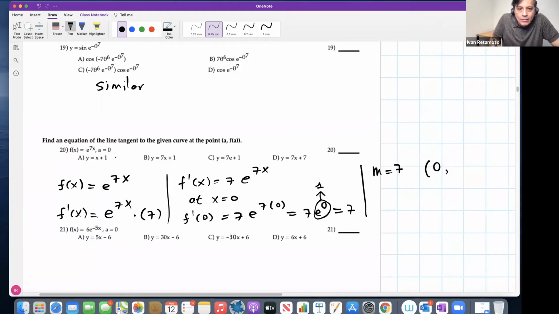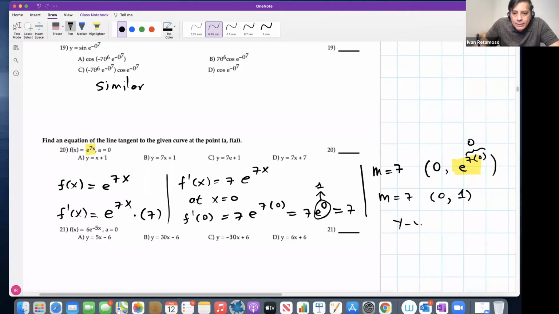They don't give me the y coordinate, but that's not a problem because they are giving me the function, e to the 7x. Using that function, I can figure out the y coordinate by plugging the value of x equal to 0 into the function, right? So m equals 7, and the point is 0, comma, 7 times 0 is 0, e to the 0 is 1. So again, find the equation having a slope 7 and containing this point 0, 1.